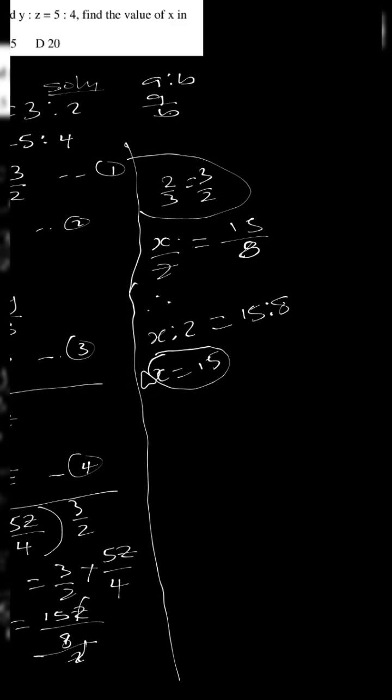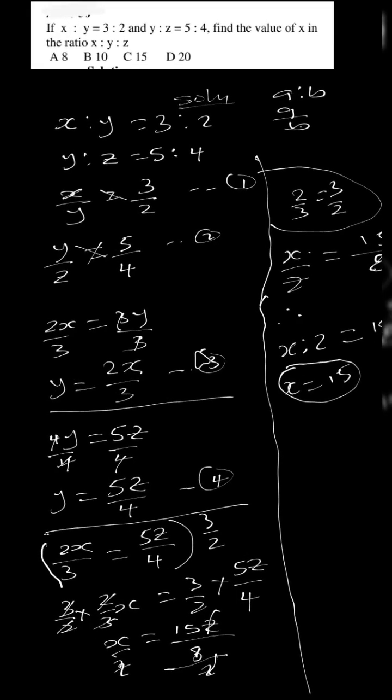So if you look at the options we are given, the option is option C. So C is equal to 15. So the answer to this question is 15.